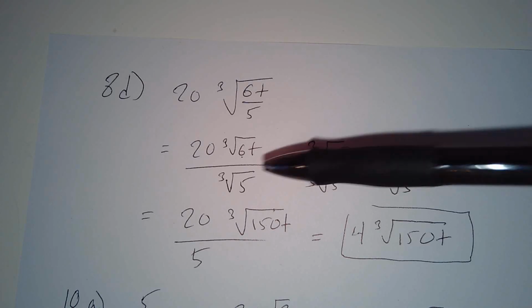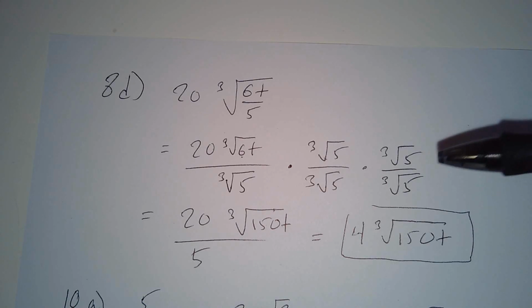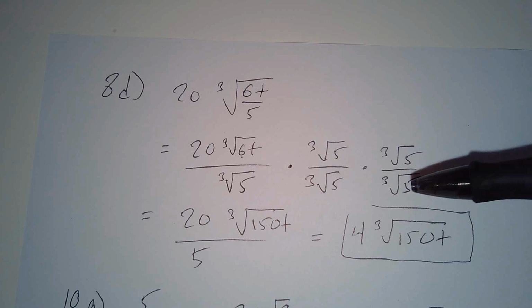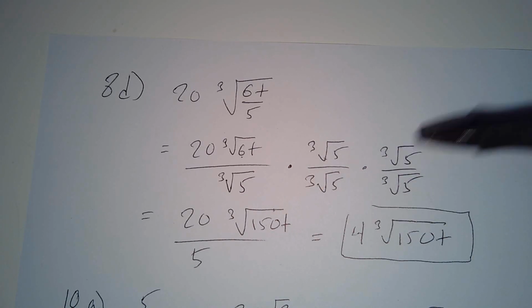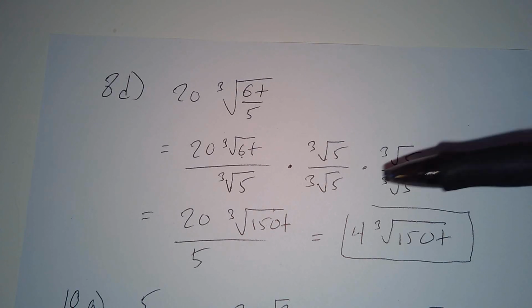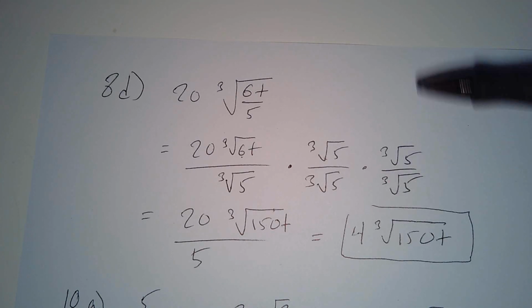But notice here, if I want to get rid of a radical that's a square root, I have to multiply it by itself. If it's a cube root, I have to multiply it twice, right? Because three cube roots basically get rid of the cube root, right? And so square root you're multiplying twice, cube root you're multiplying three times. If it was a fourth root, you'd be multiplying four times.